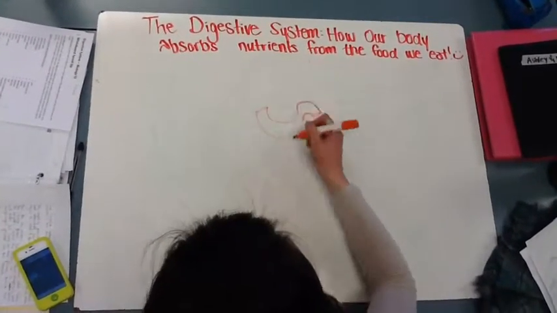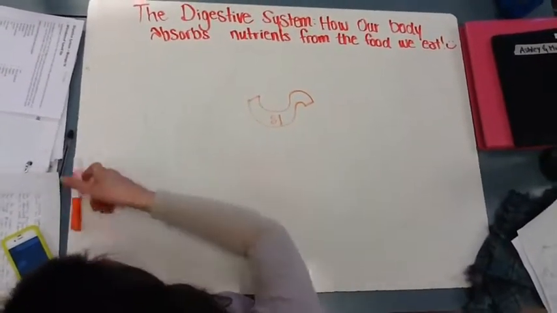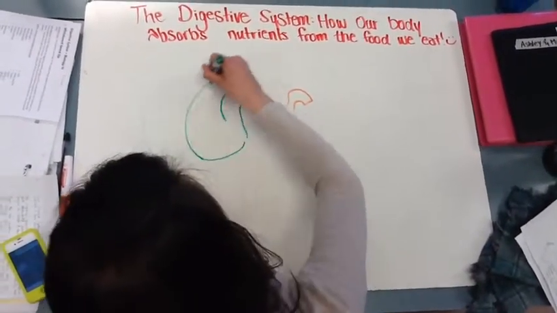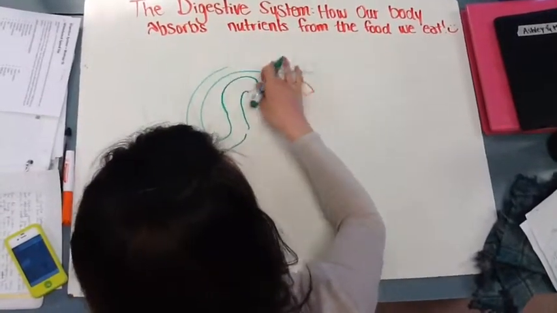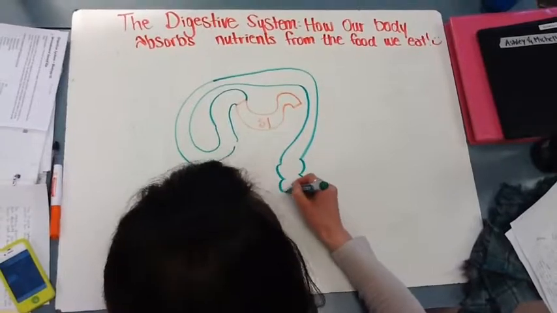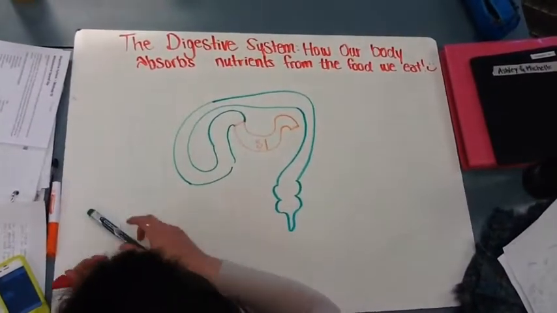The large intestine's main purpose is for water absorption, but it also has E. coli that produces vitamin K. The rectum is for storage of feces, and when ready, it exits through the anal sphincter.